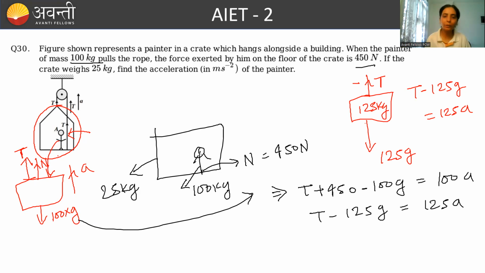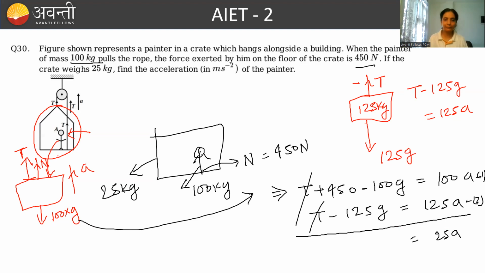Done. What we can do here, we can simply subtract. Take this as 2, take this as 1. So subtract 1 from 2. Sorry, subtract 1 from 2. So what value are you going to get? 125a minus 100a will become 25a. And this will become equal to how much? This is 25g and this is 450.